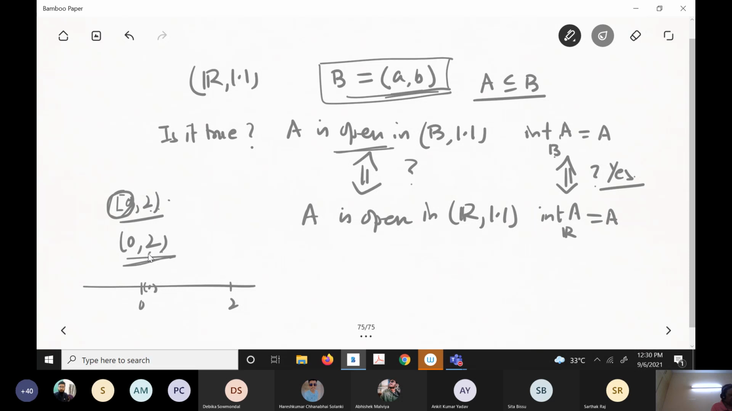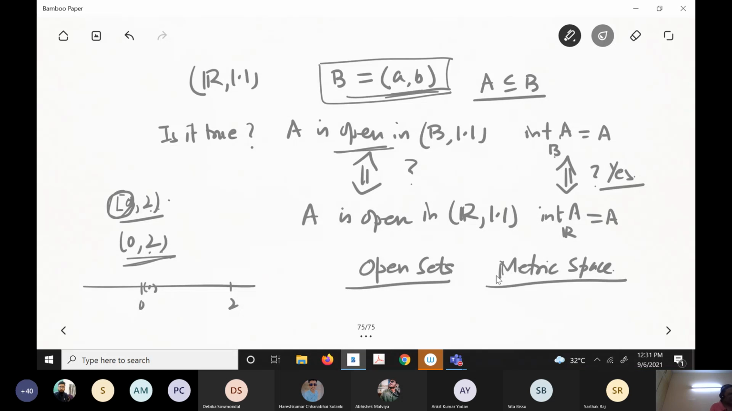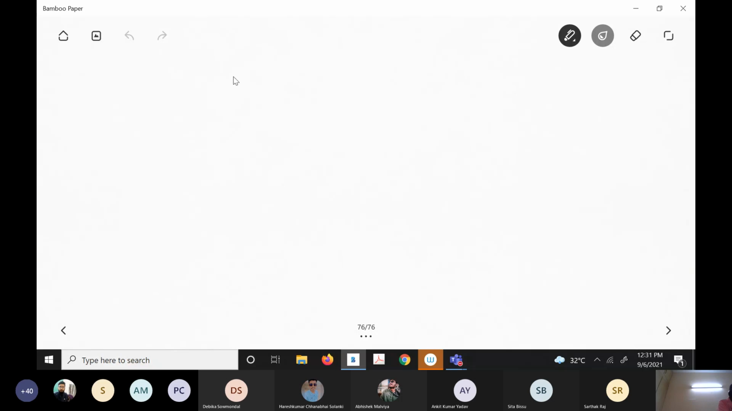Now the thing is, why are you interested in open sets? Basically, it is the starting point of the metric space. Look, any subject, particularly in mathematics, starts somewhere. Before that, you have some requirements, prerequisites. But metric space actually starts with open sets. Suppose I'm taking (X, d), again, so A is called open in (X, d).